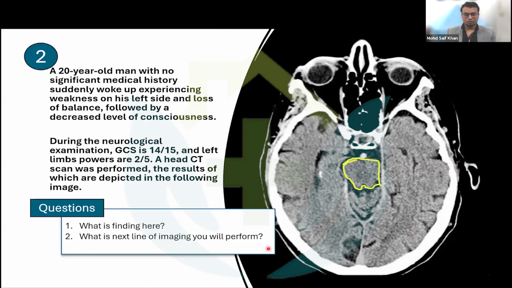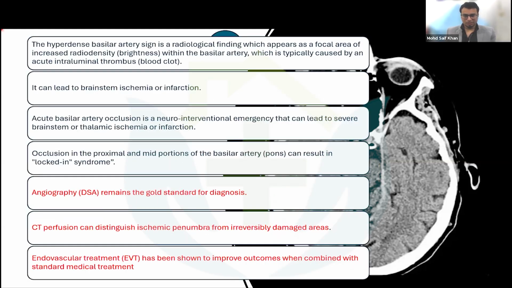If somebody asks you what is the next line of imaging you will perform, even if you are not able to diagnose the basilar artery and the CT looks normal to you, then what will you do? You have to go for MRI to look for the wake-up stroke. Suppose this is not a basilar artery syndrome, you would go for MRI and MRA. But in case of basilar artery, you have to go for angiography or CT perfusion, which will definitely confirm your diagnosis of basilar artery thrombosis.